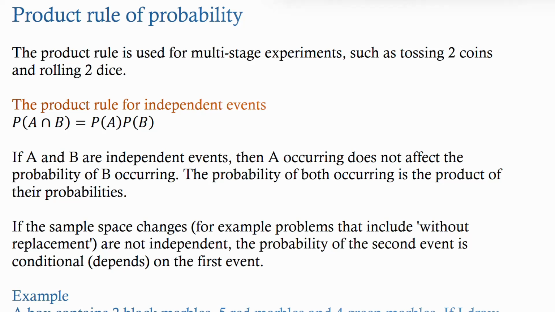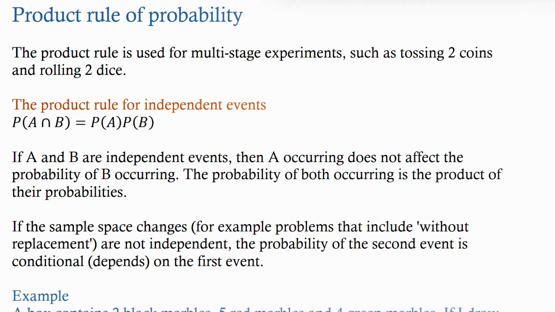In this video, we're looking at the product rule for probability. The product rule is mainly used for multi-stage experiments or tests, such as tossing 2 coins and rolling 2 dice. You've got multiple things happening. For independent events, you simply multiply the 2 probabilities of the 2 outcomes.